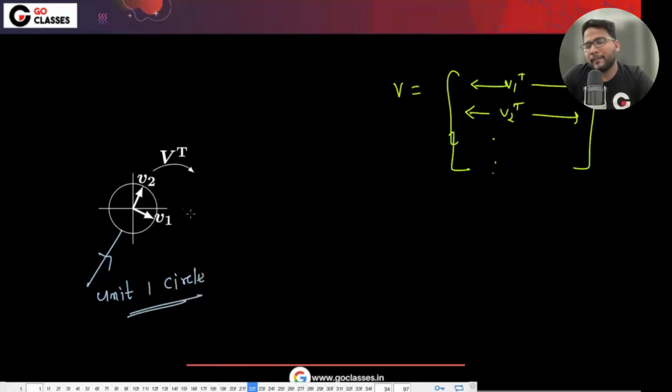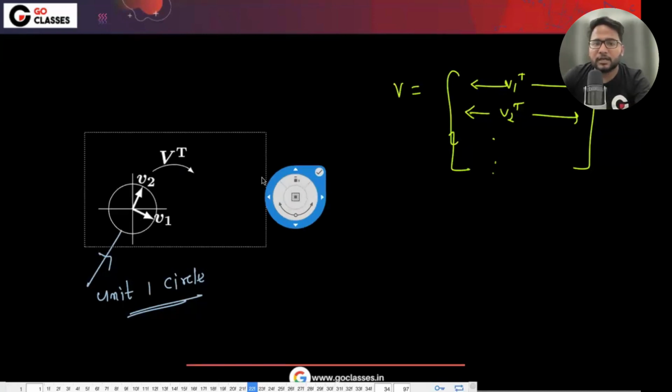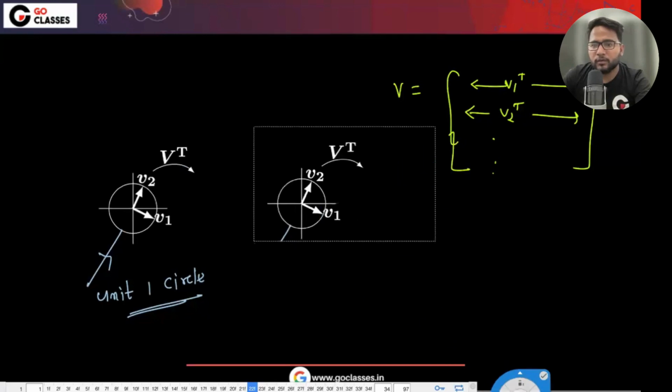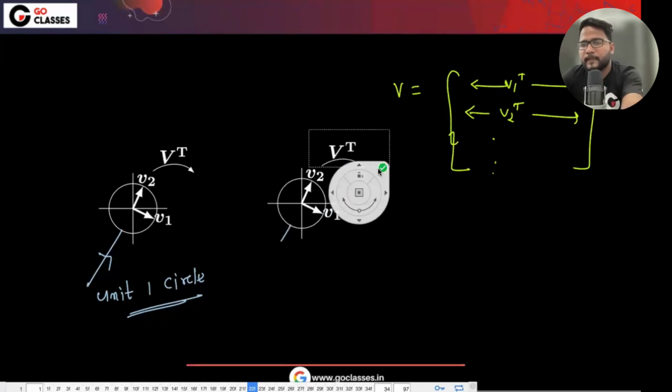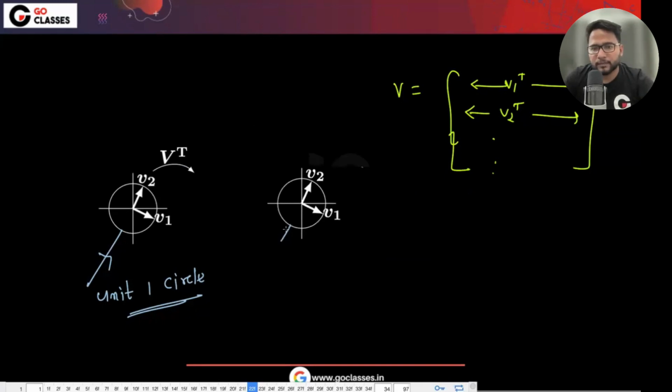Tell me, what will happen to v1 and v2? Will they get stretched? Will they get shrunk or something like this? Will this happen? No, right? So basically, if you multiply by V transpose, which is an orthonormal matrix just like V, then what will you be getting? You will again be getting a circle only, right? The vectors don't get scaled; they only get purely rotated, which means you will be getting a circle only, but the vectors will be rotated. By the way, how much rotation is there? You can also figure it out.